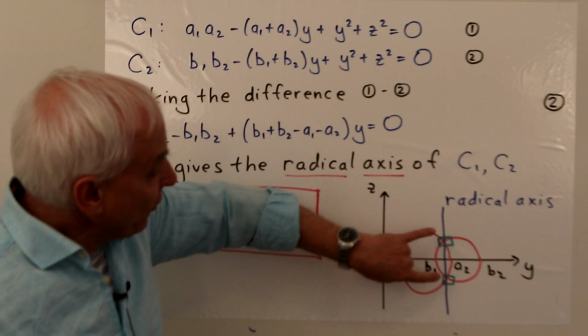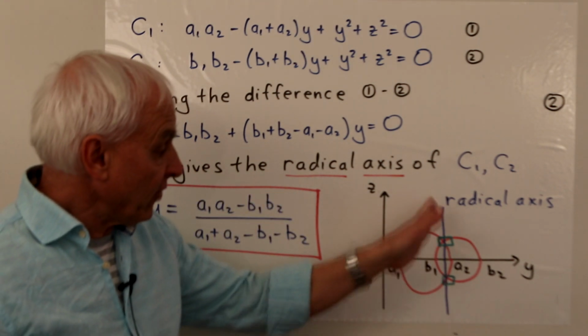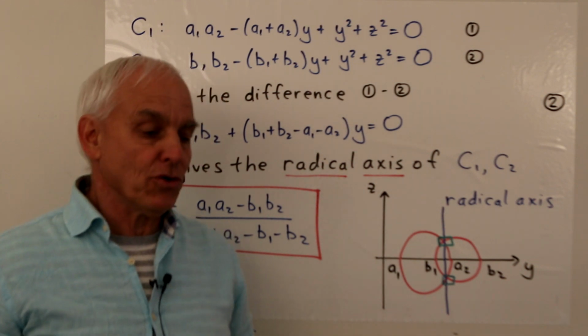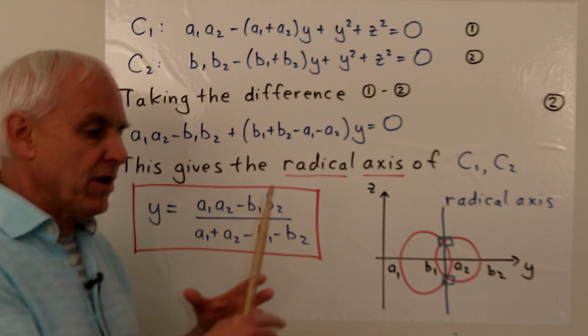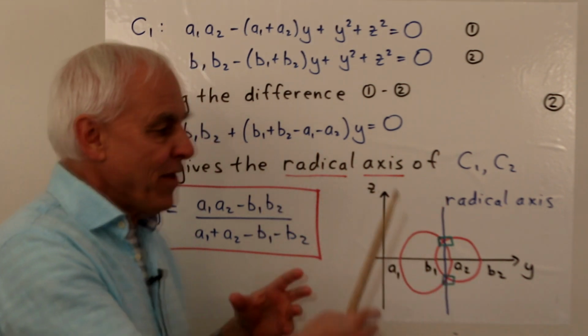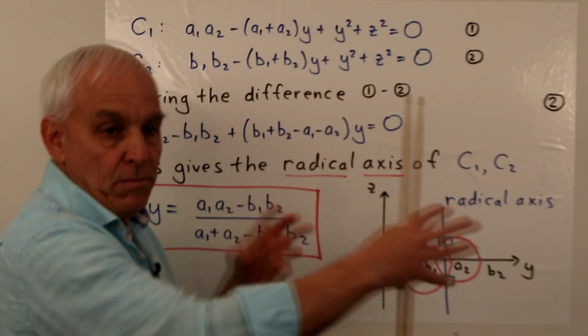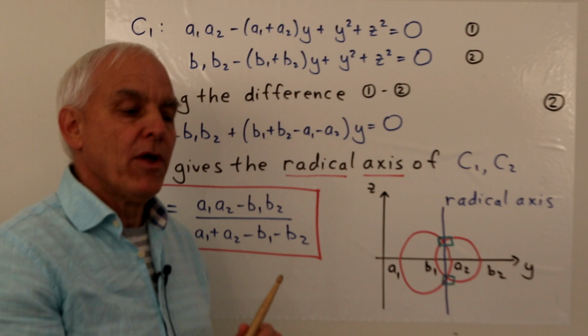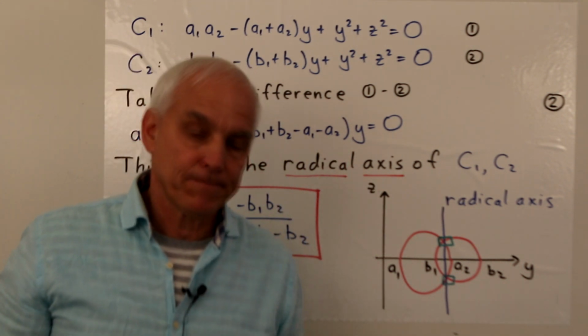If the two circles meet, like they do in this picture, then the radical axis is the line through those two meets. However, this approach works even if the two circles don't meet. Then this is still a defined quantity and defines a line which is sort of intermediate between the circles, which has important geometrical properties which have been well studied.